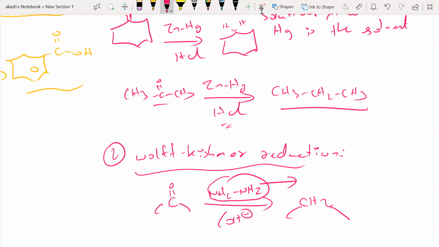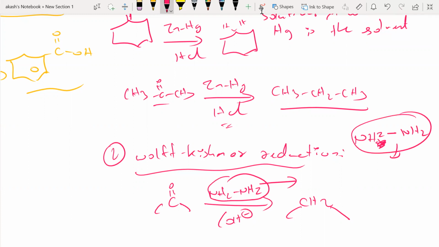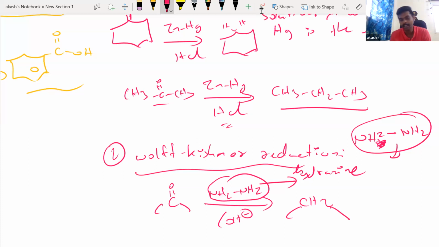Amine? No, amine we didn't see. Amine is yet to come for you. This is an ammonia derivative, because we have NH3 and we have replaced one hydrogen with NH2. What is the name of the derivative? Hydrazine, yes. So the reducing agent is hydrazine in the presence of a base. That is what is going to happen.